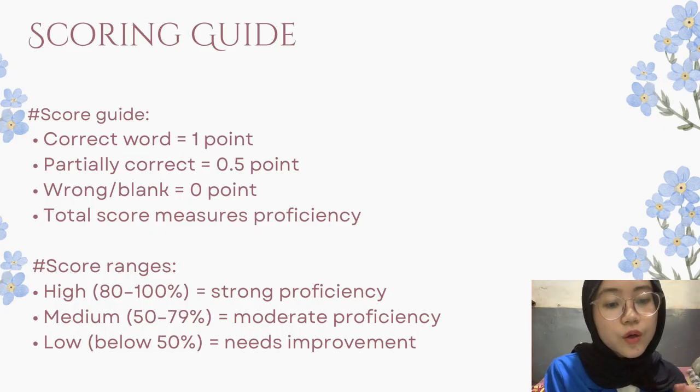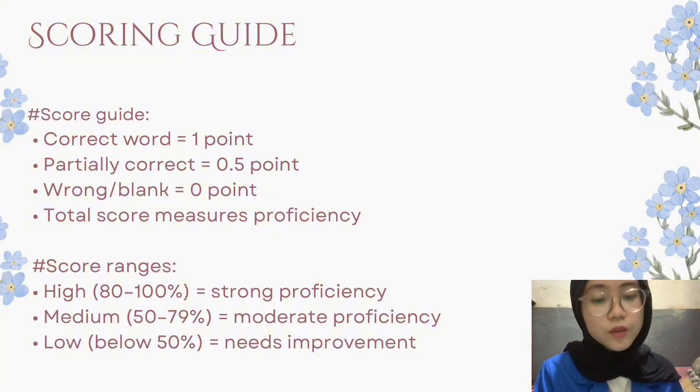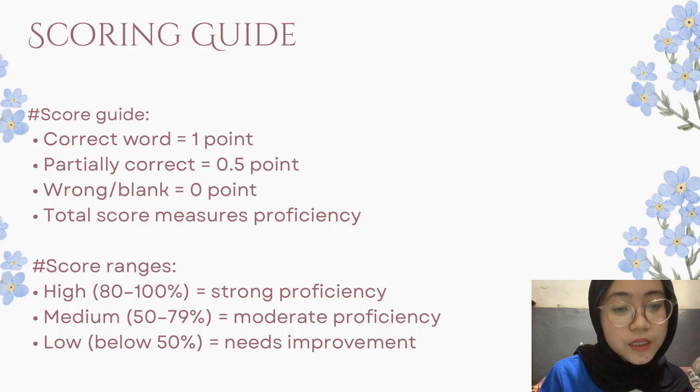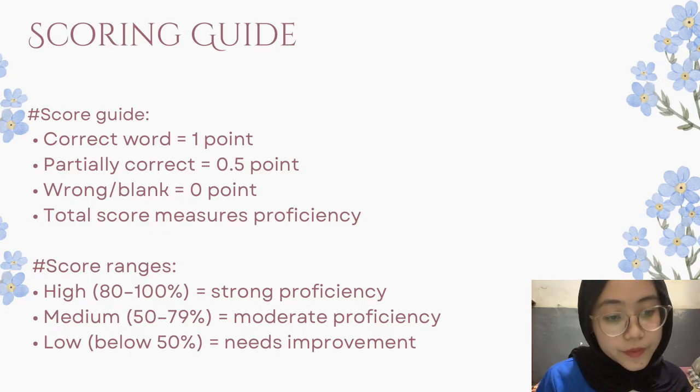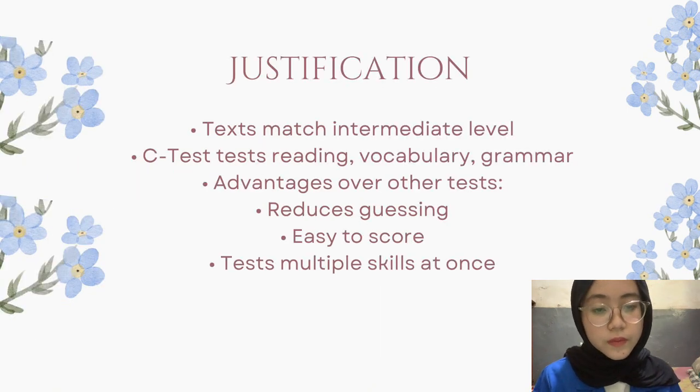The total score shows student language level and the score range. High score indicates strong proficiency. Medium score show moderate skill or moderate proficiency, and low score show student need more practice or need more improvement.